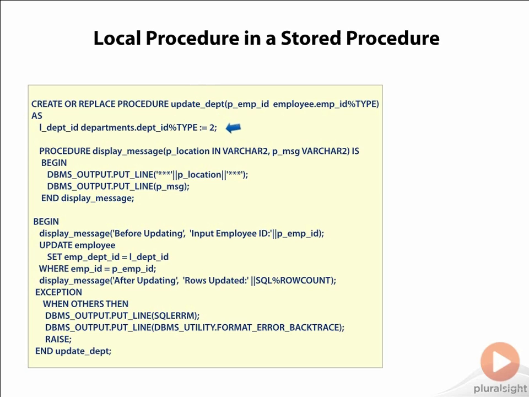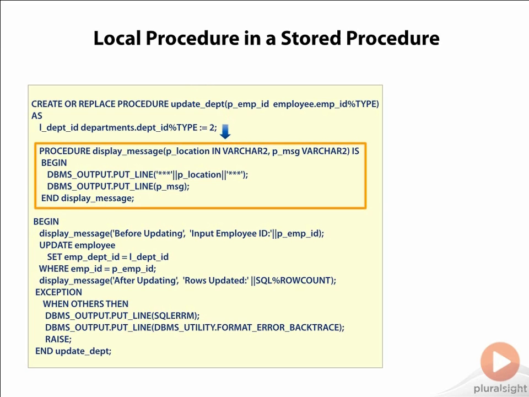Here we have a local variable ldptid as departments.dptid%type declared first, followed by a local subprogram display_message. It takes in two parameters, p_location of type varchar2 to indicate the location when it is called in the code, and p_message parameter, which is the message passed in.